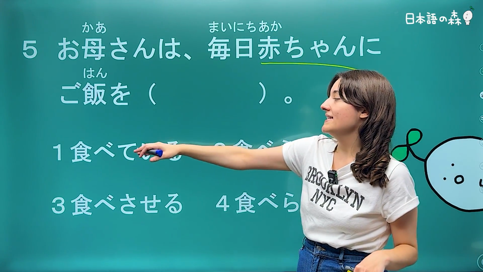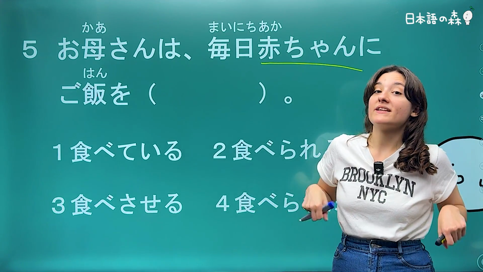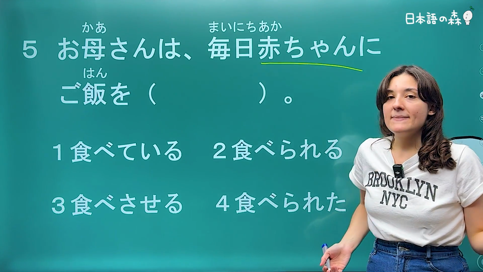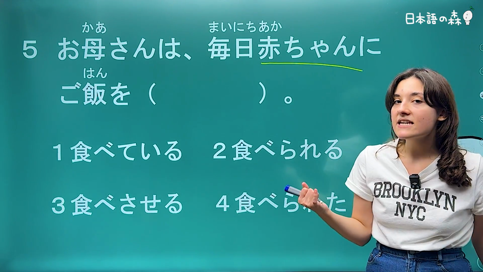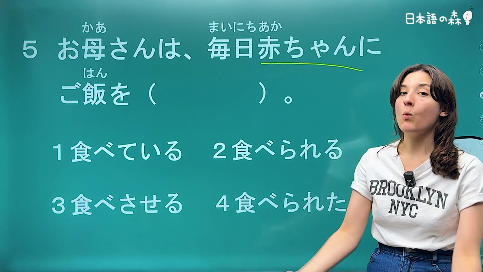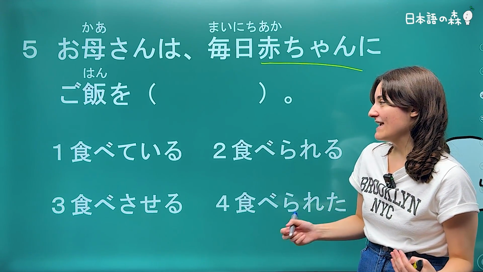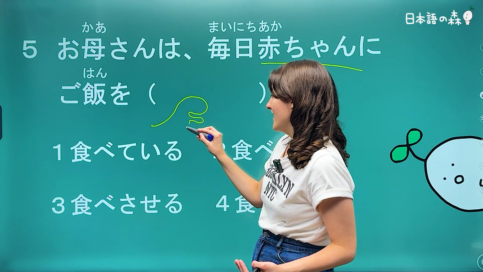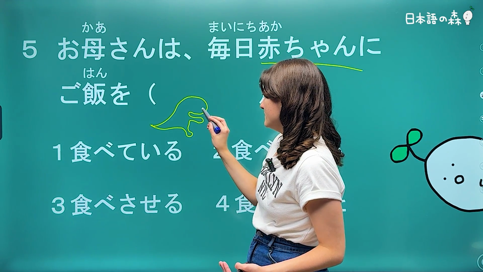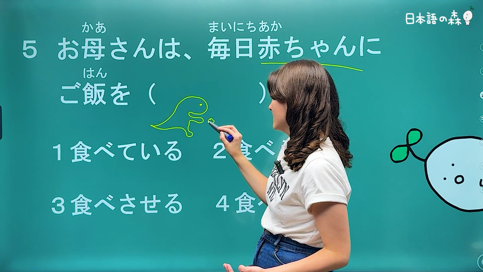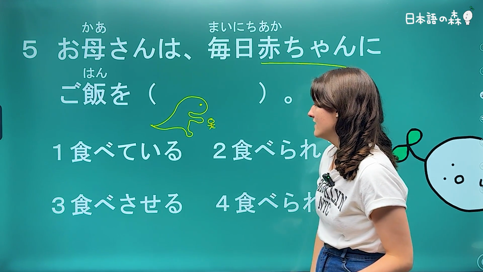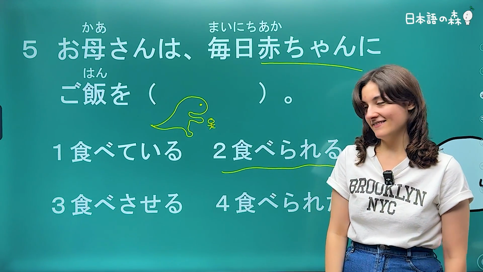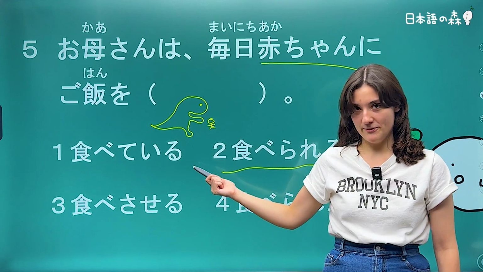So here we have 食べている. That means like I am currently eating or I am always eating. 食べられる. That means like either I can eat or like I was eaten. Imagine, I don't know, like there's a dinosaur. And here's me. And then the dinosaur ate me. That's 食べられる, right? I will be eaten by a dinosaur.